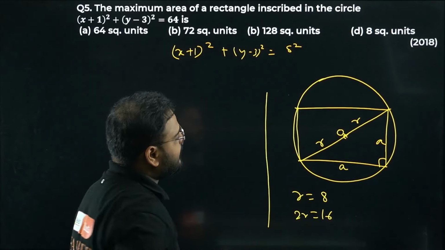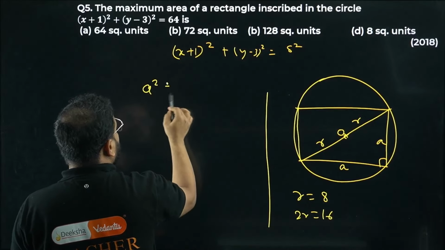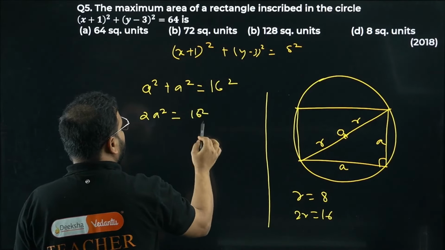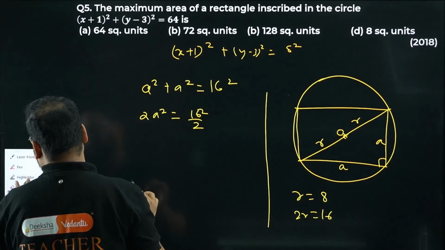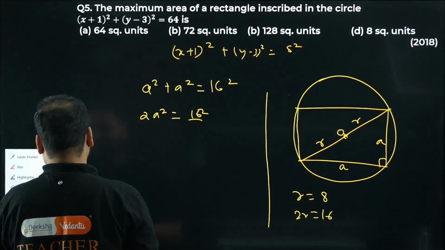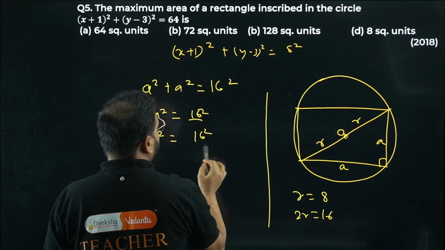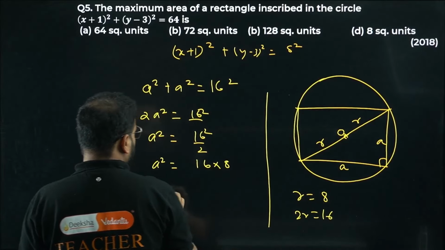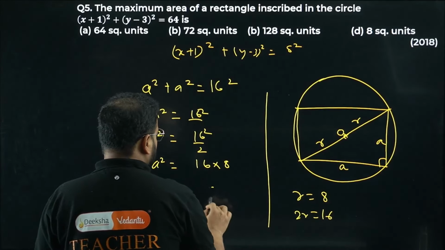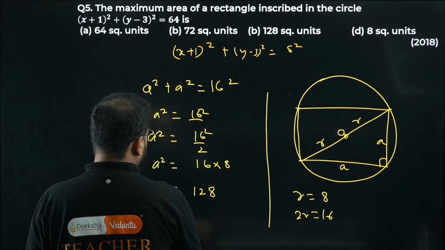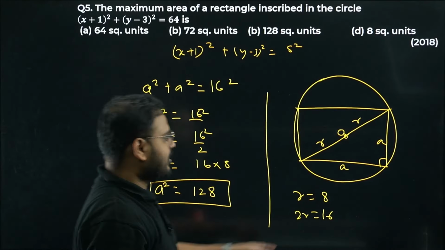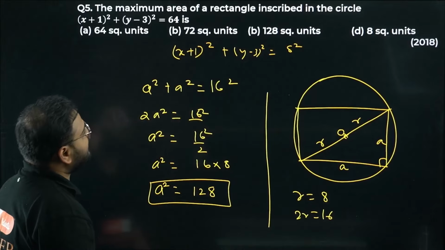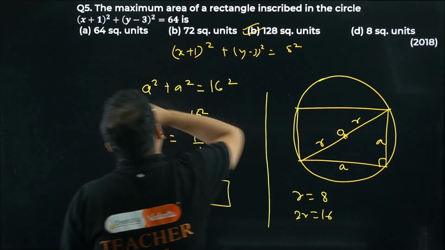So I can write it over here. In this case, a square plus a square equals 16 square. So 2a square equals 16 square, so a square equals 16 square by 2, giving me a square equals 16 into 8. So I'm getting a square equals 128. 128 is the value of a square. If a is the side of the square, what is the area? a square only. What is the answer going to be? 128 square units. Please check.